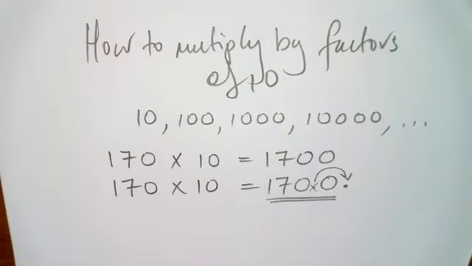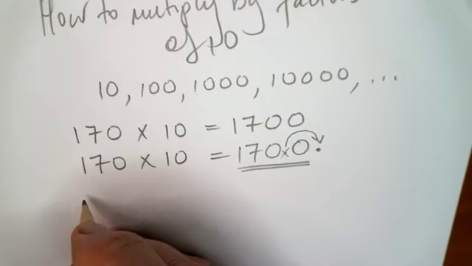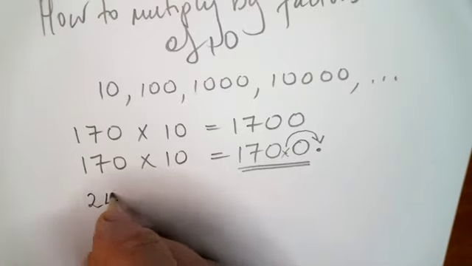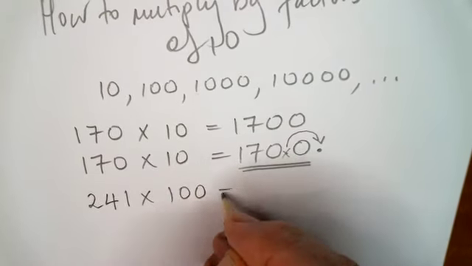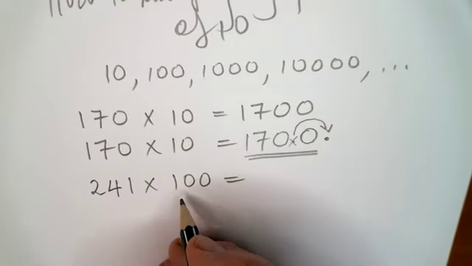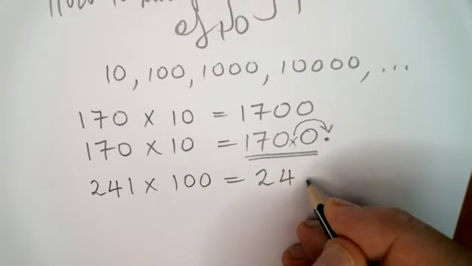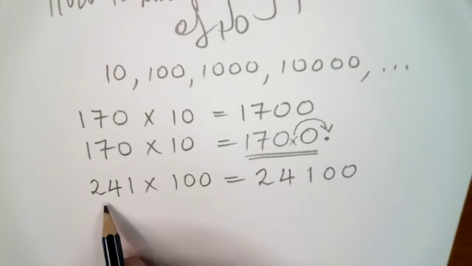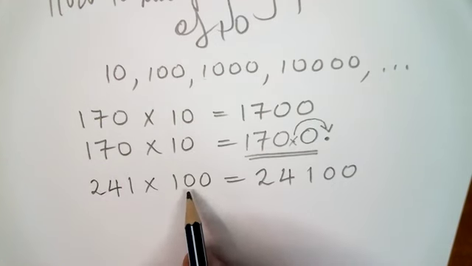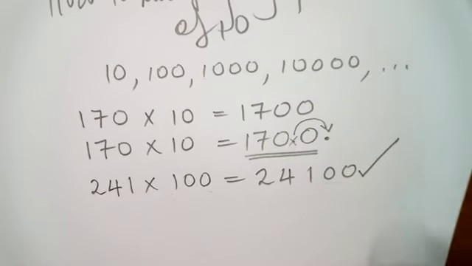All right, well, let's apply the same logic to multiplying by 100. This time, when we multiply by 100, let's say we've got 241 times 100. This time I'm going to add not 1 zero, but 2 zeros to the end. So 2, 4, 1, 0, 0. So I've taken the 241 and added those 2 zeros there, and there's my answer.